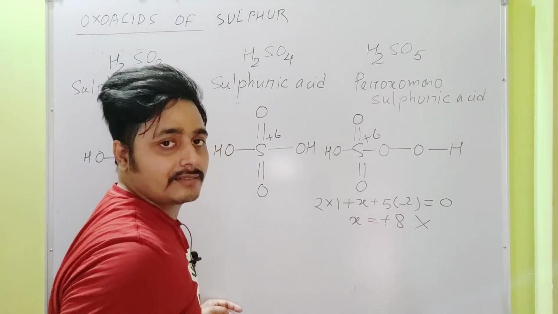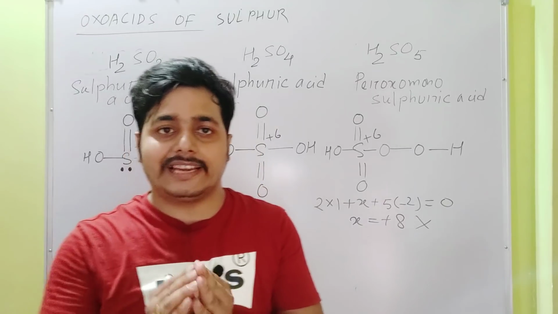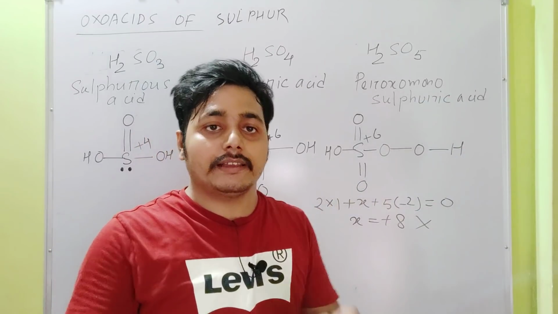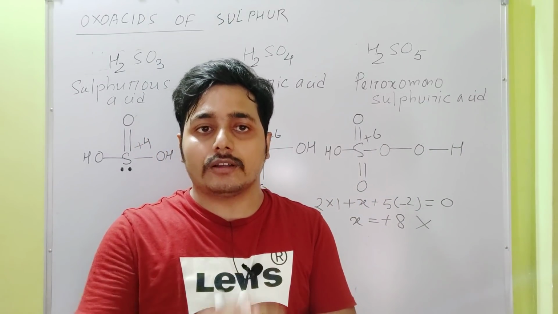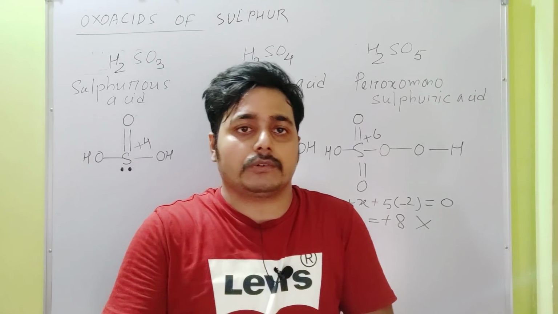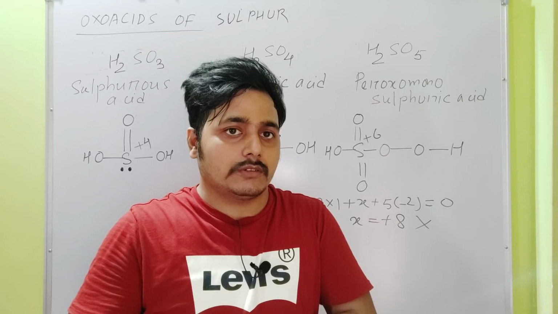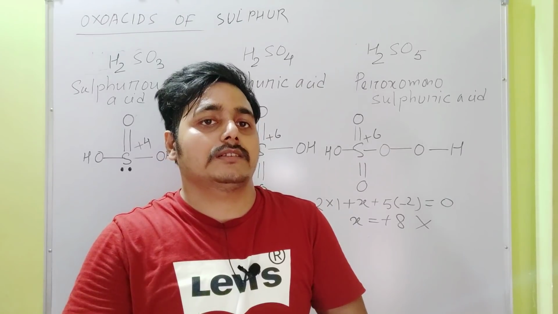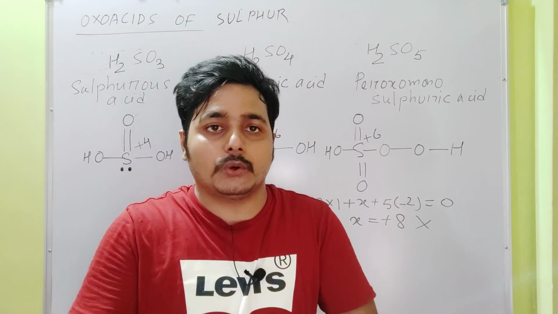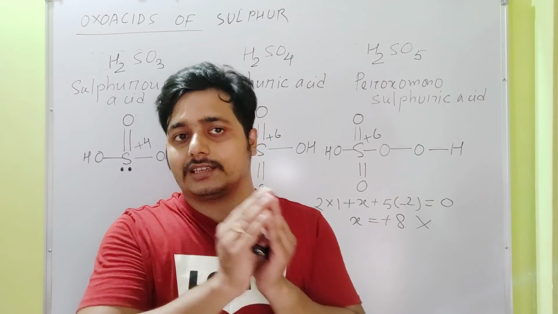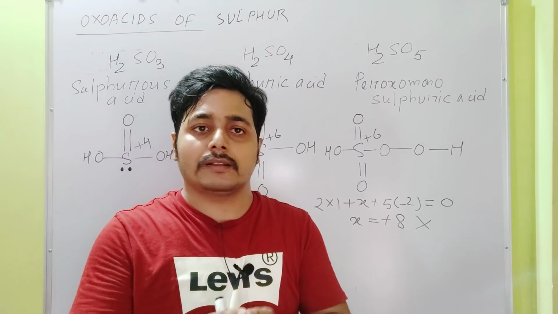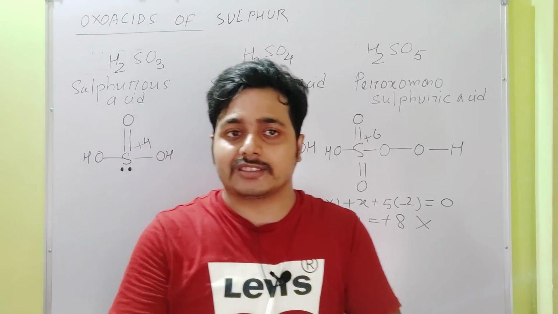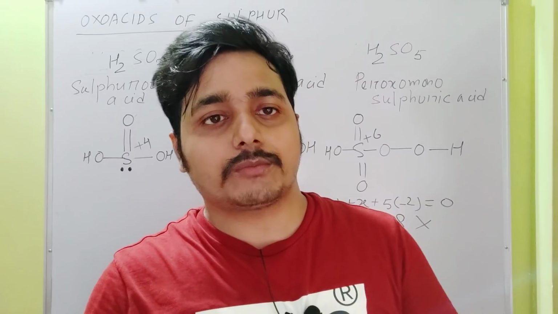It is not correct. We cannot calculate the oxidation state of sulfur in the case of peroxomonosulfuric acid by using the rule, because the maximum oxidation state of a group 16 element is +6. It can never show more than +6 oxidation state. So +8 is not possible, +7 not possible for sulfur. Next we discuss oxoacids in which 2 sulfur atoms are present.